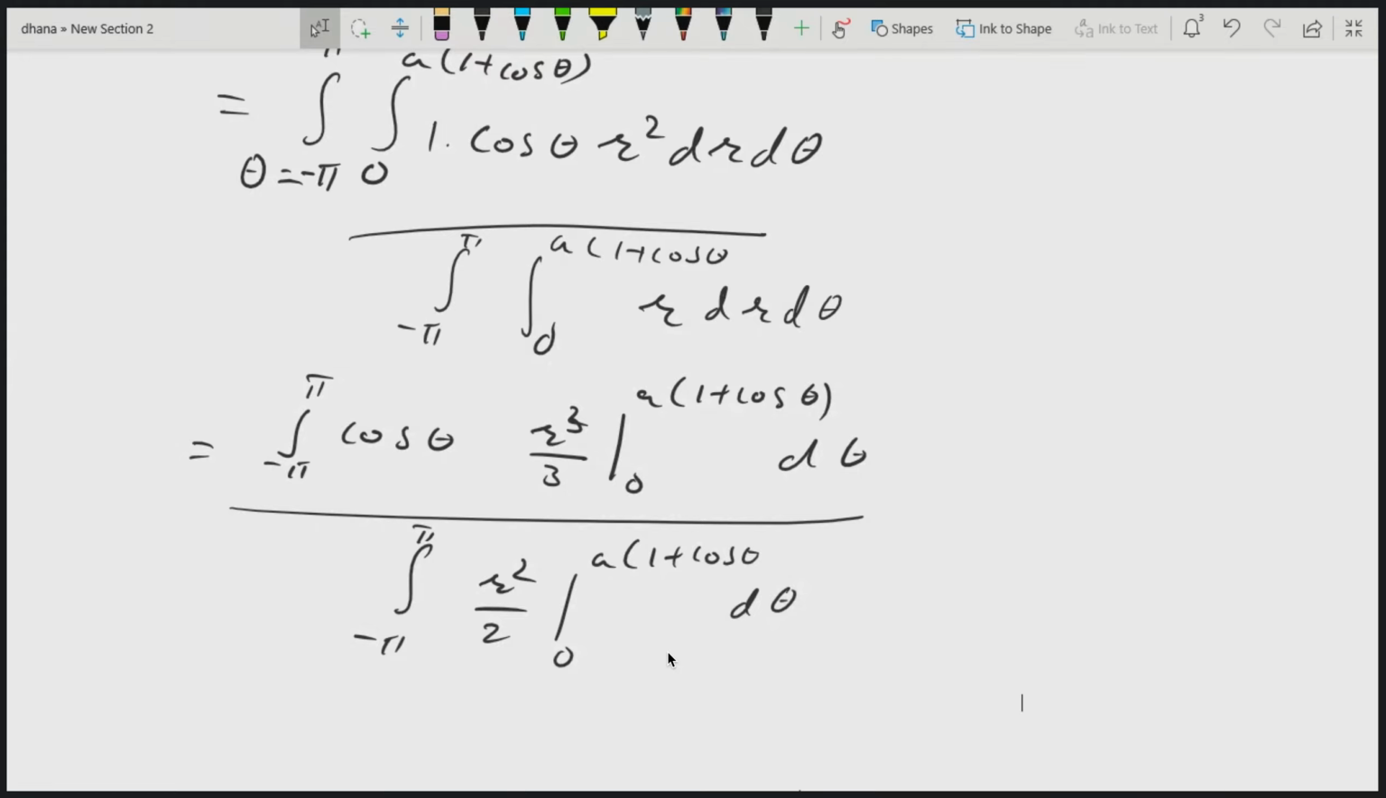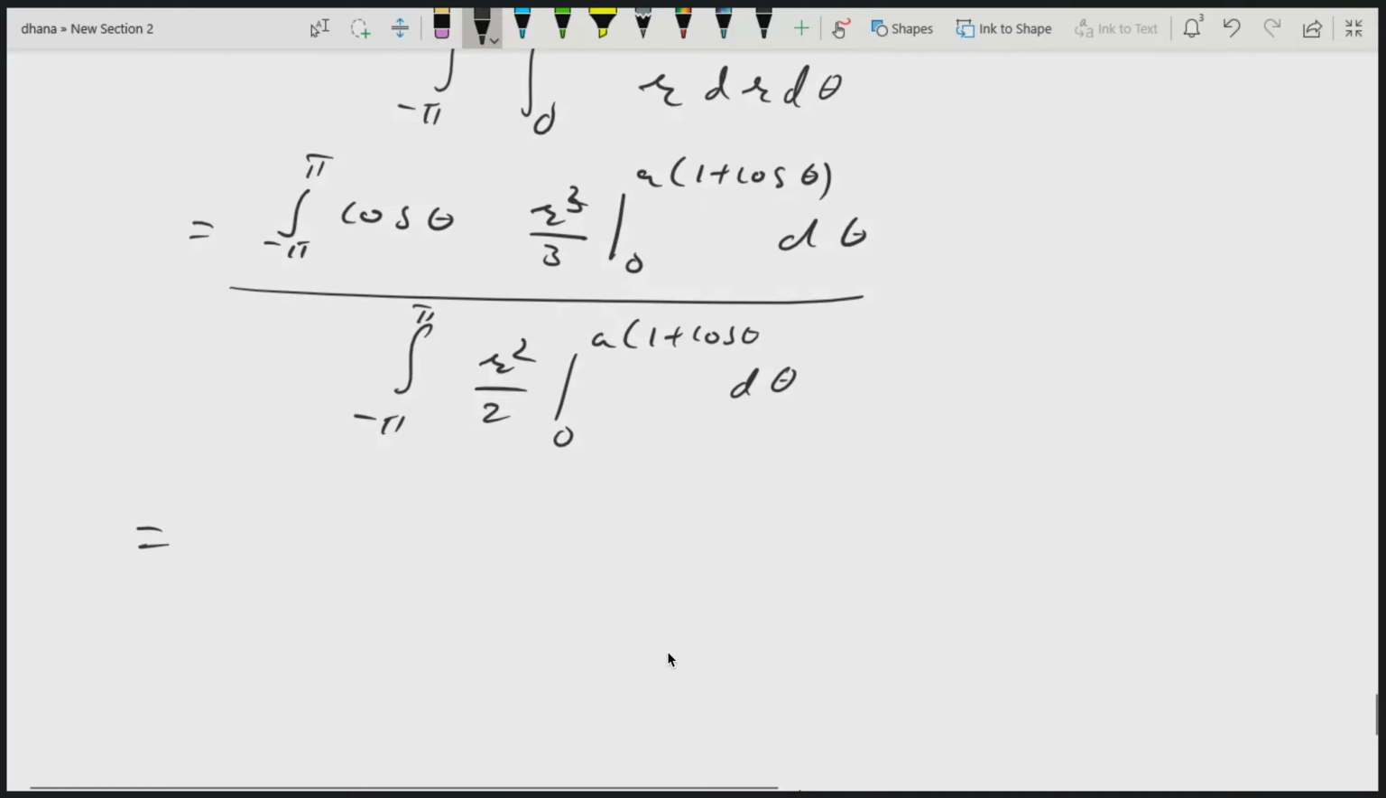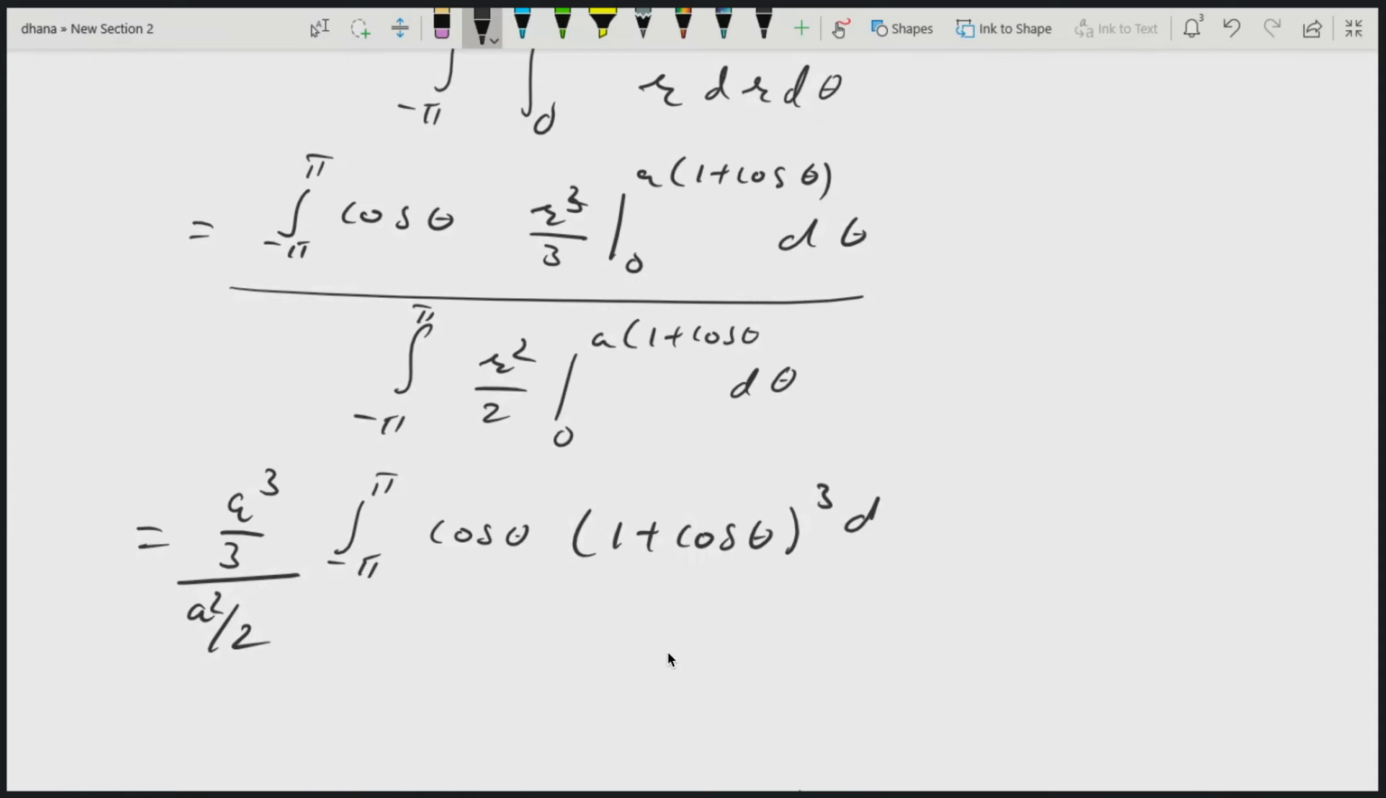On simplification, what you will get? Minus pi to plus pi cos theta, r cube means you will get a cube, which I'll write outside. A cube by 3 you have, and in its denominator again I'm writing a square by 2. And this is 1 plus cos theta whole cube d theta. In the denominator you have minus pi to plus pi, a I have written, so 1 plus cos theta whole square I will have. Understood this one?